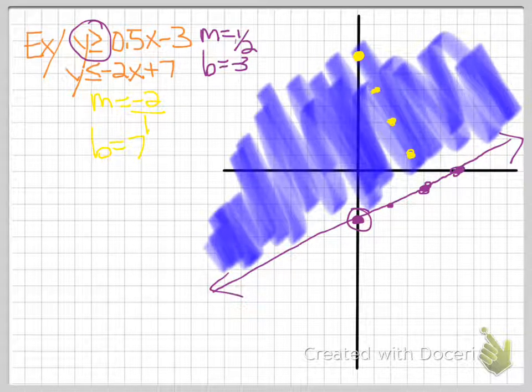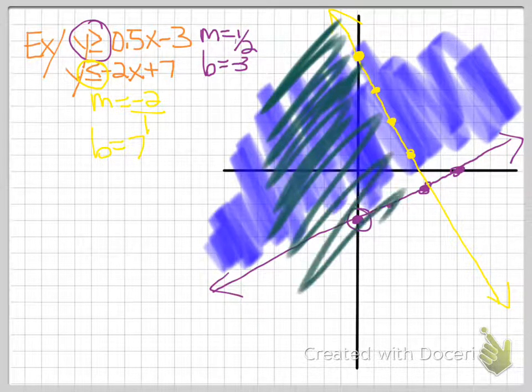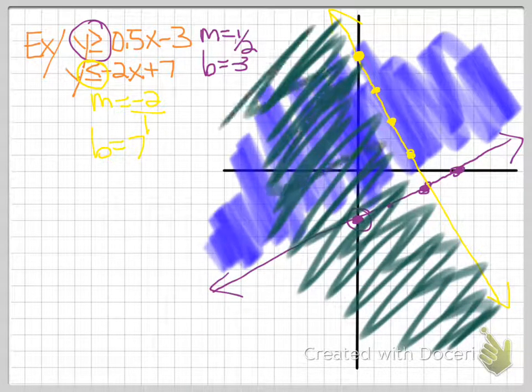Before I draw my line, I need to check to see what kind of line I need to draw. And I need to draw a solid line. So I'm going to draw my line, and now I need to determine which area I'm going to shade. It's less than, so I'm going to go to my y-intercept and shade below the line. And I want to go where the blue shading and this dark green shading intersect.